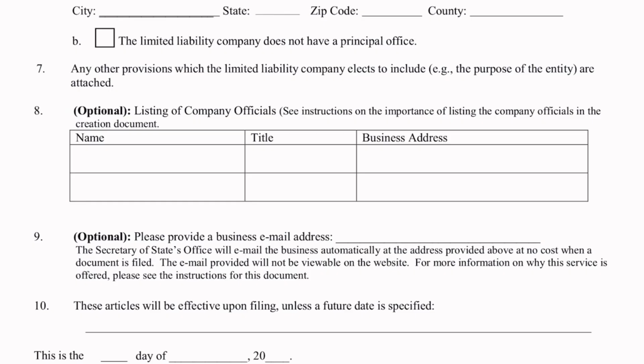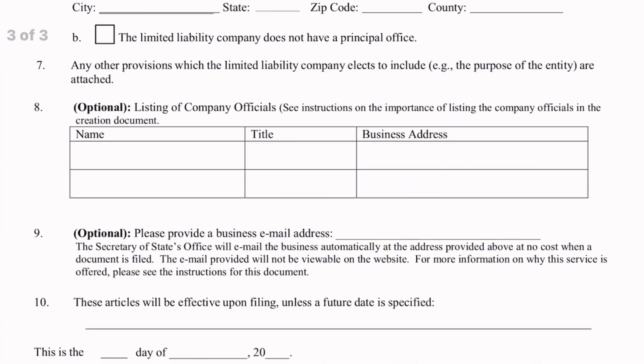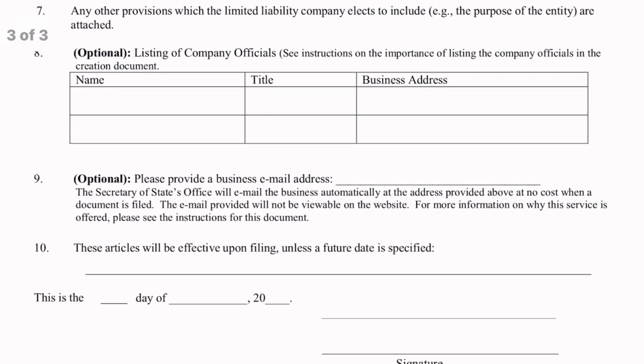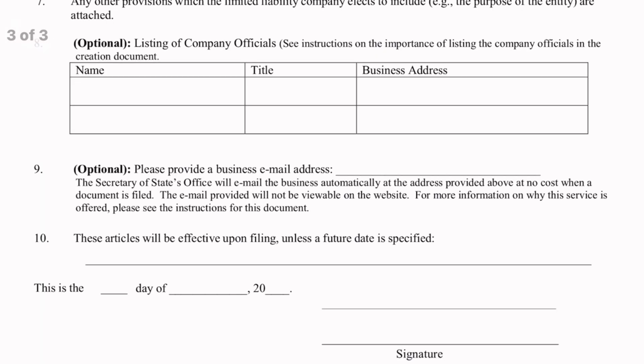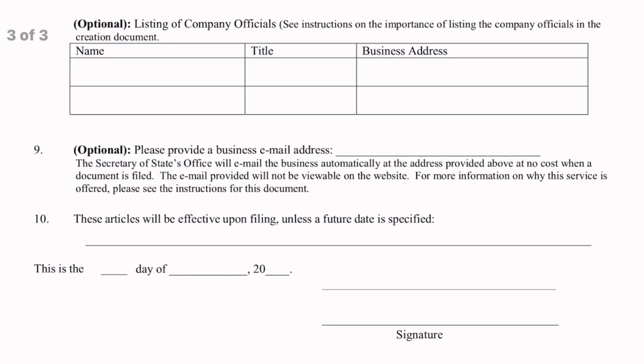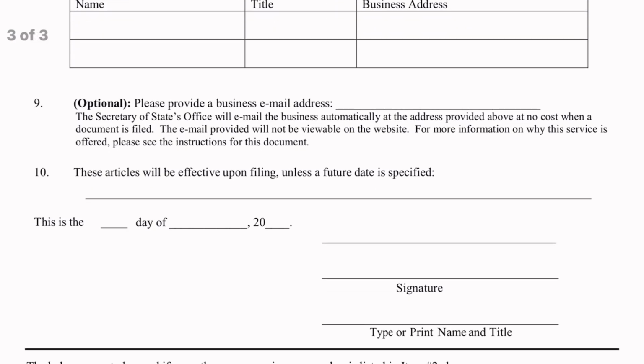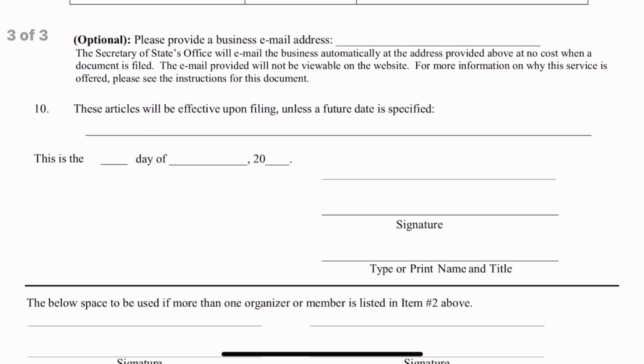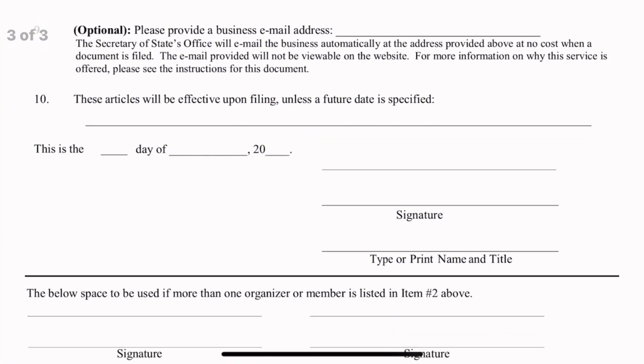And number 8 is optional, listing of company officials. That's up to you. Most of the time, if you're starting an LLC, you don't fill that out unless you are a long-time business owner and your business has grown so big that you need to add extra information there. Number 9, please provide a business email address. I suggest you do not use your personal address and you actually create a new business email address.